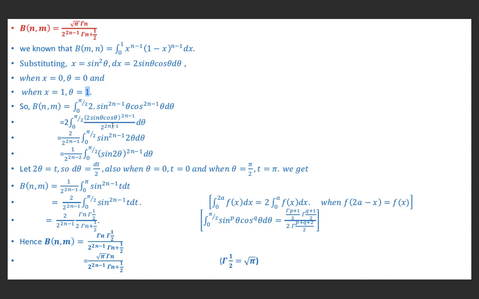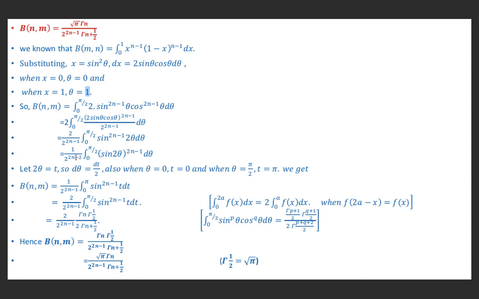So it is 2 upon 2 raised to 2n minus 1, integral from 0 to pi by 2, and this term is nothing but sine 2 theta. Sine 2 theta is 2 sine theta cos theta. So sine power is 2n minus 1, and we may write sine 2 theta whole raised to 2n minus 1, so 2 raised to 2n minus 2.